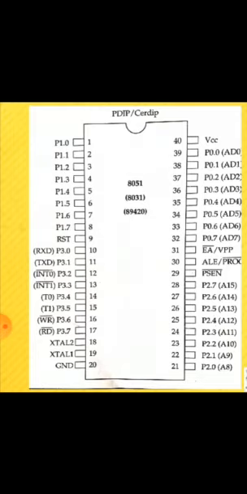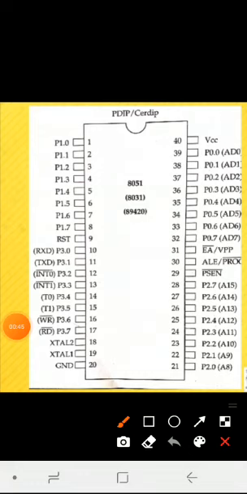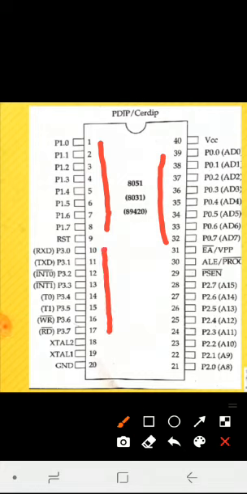pins on each side. So you can see we have 20 pins on each side. Out of 40 pins, 32 pins are used as port pins, and we have divided these 32 pins into 4 ports: P0, P1, P2 and P3. You can see we have port 0 here, we have port 1, then port 3 and port 2, right?